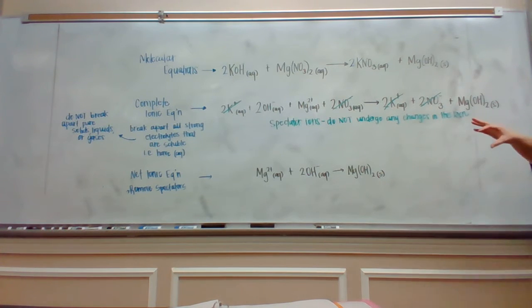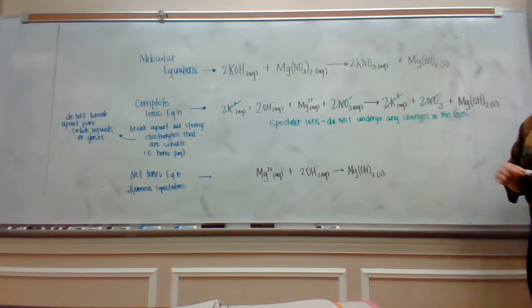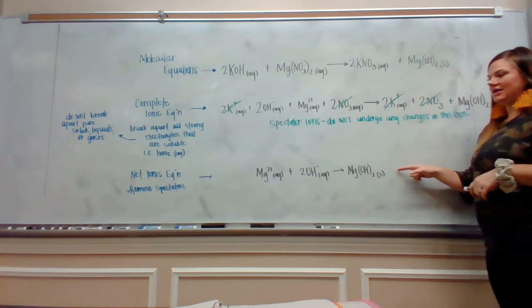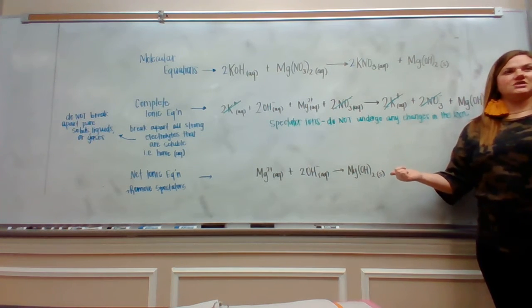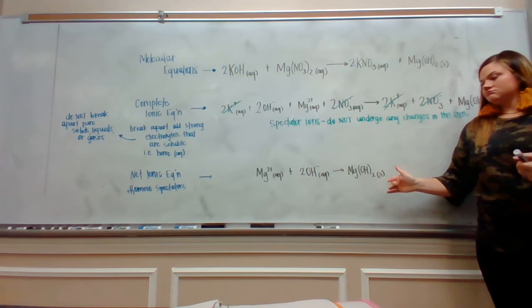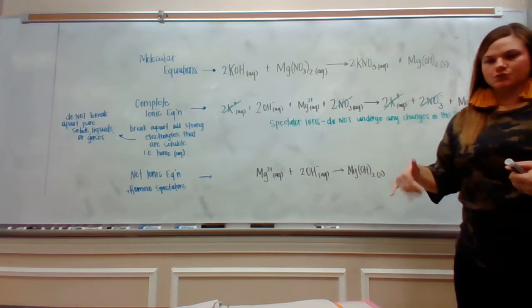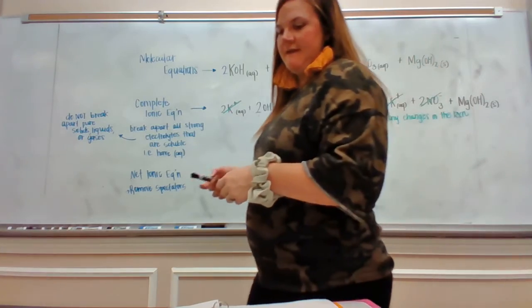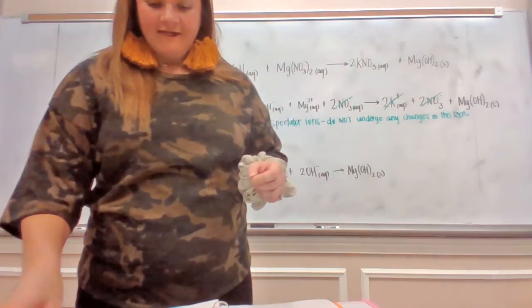So the net ionic equation is a simplified equation that tells you exactly what is undergoing a chemical change in the reaction. So for precipitation reactions, it's almost always going to be just the formation of your precipitate. That is what it'll simplify down to.